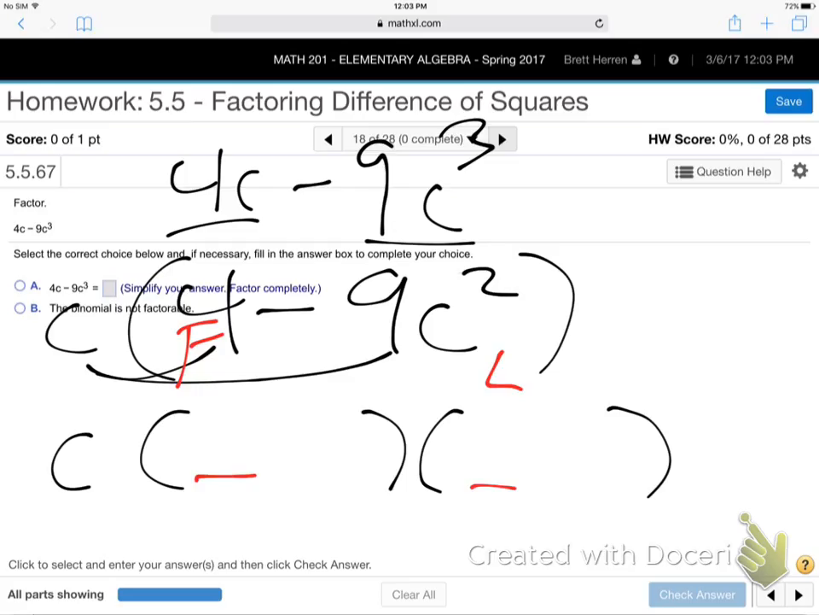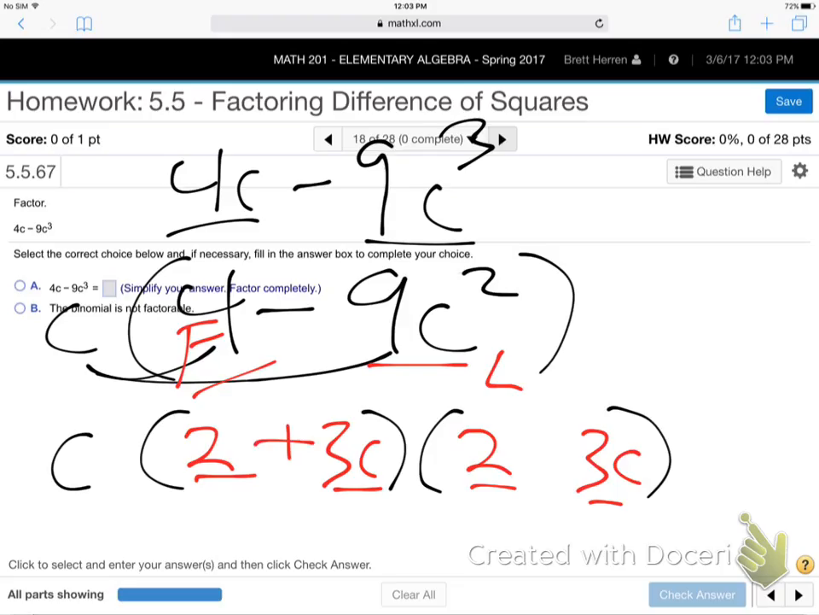Front times front to make front. 2 times 2 makes 4. Am I going too quick? Just making sense? And then last times last to make last. What times what makes 9c squared? Positive 3c and 3c, 1 plus 1 minus. And we got it.